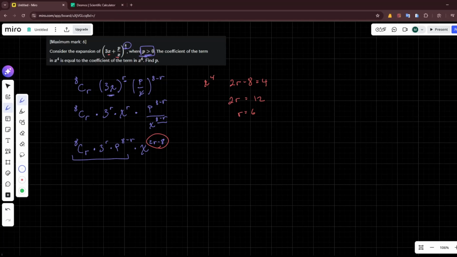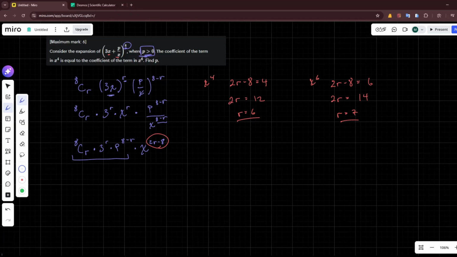I can just solve the algebra problem, get a value for r, and move on with the coefficient component. So we'll do the same for x to the power of 6. This is going to be 2r minus 8 equals 6. So 2r is going to be equal to 14, and r ought to be equal to 7. So we've got our two different values for r, one for when we have x to the 4, and one when we have x to the 6.